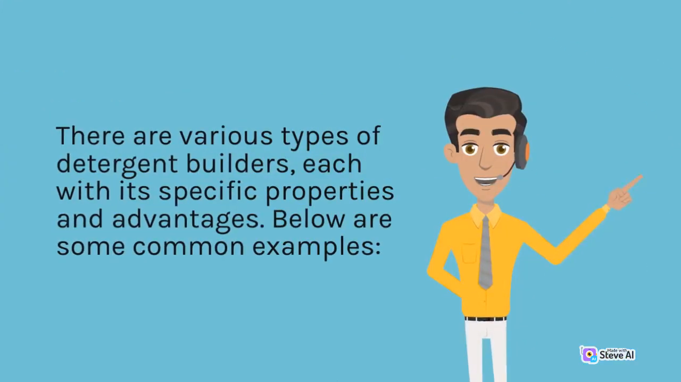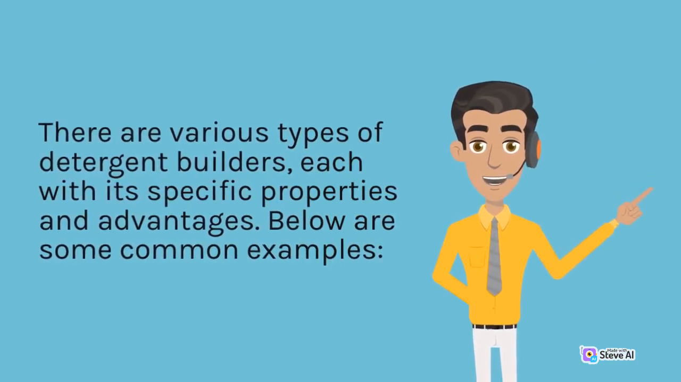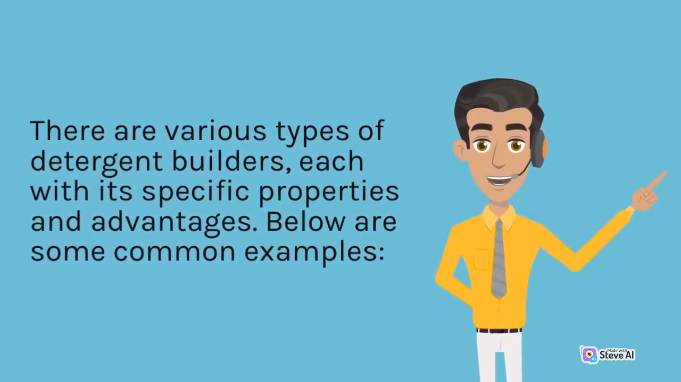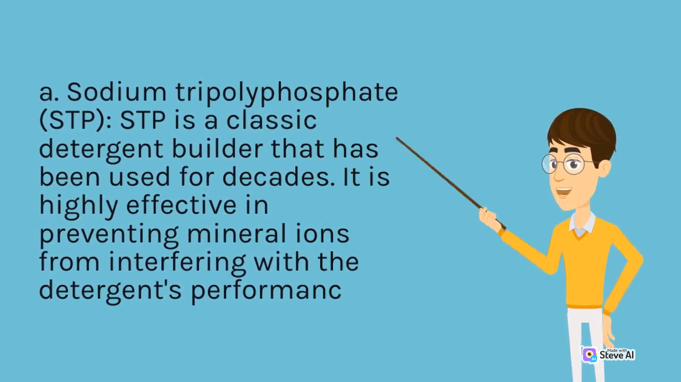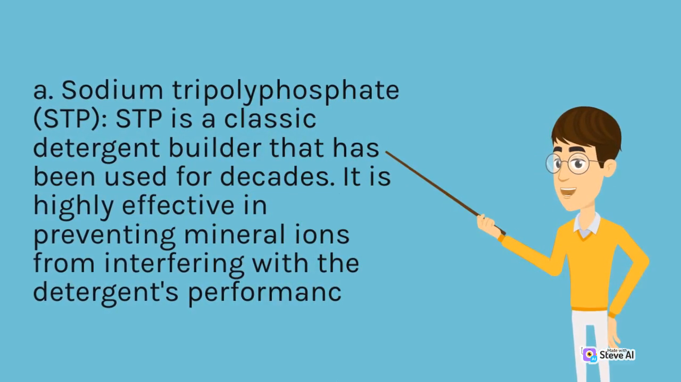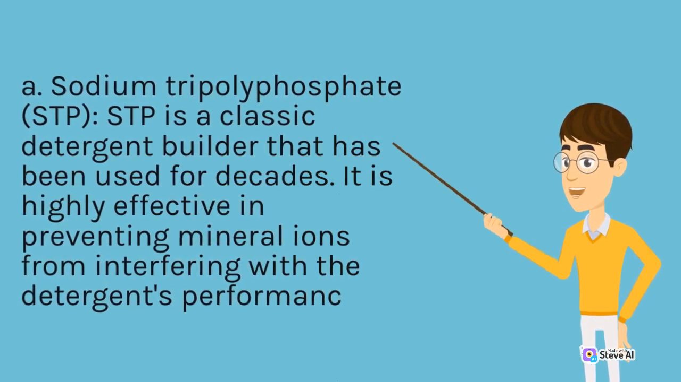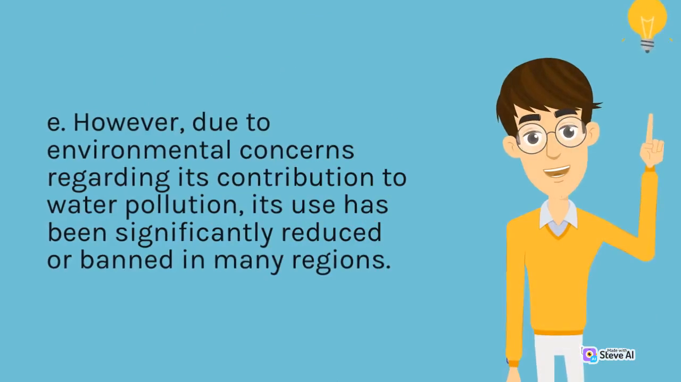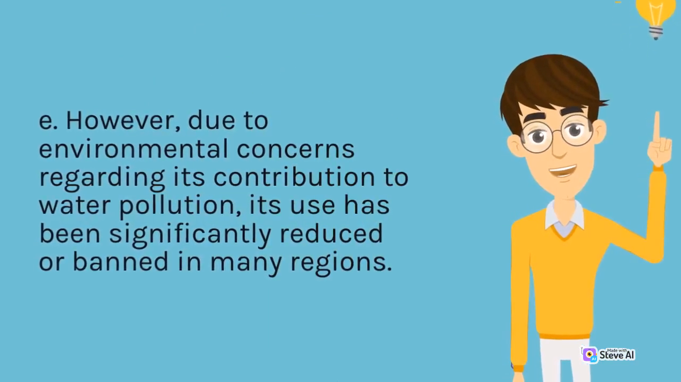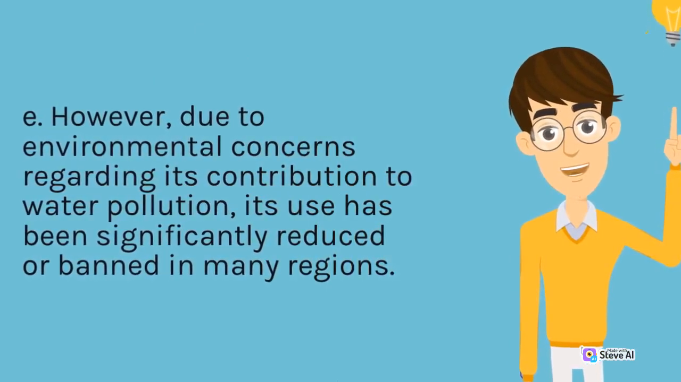There are various types of detergent builders, each with its specific properties and advantages. Below are some common examples. A. Sodium tripolyphosphate, STP. STP is a classic detergent builder that has been used for decades. It is highly effective in preventing mineral ions from interfering with the detergent's performance. However, due to environmental concerns regarding its contribution to water pollution, its use has been significantly reduced or banned in many regions.